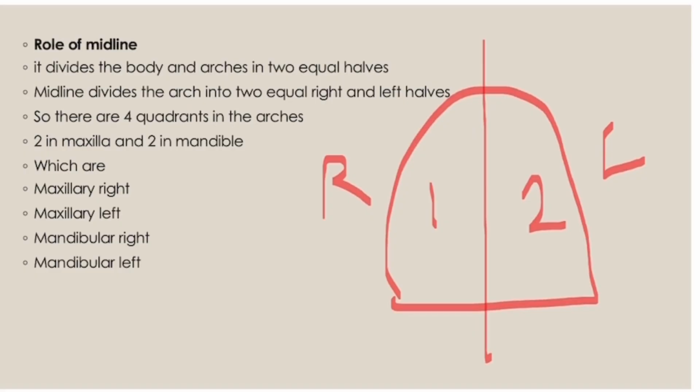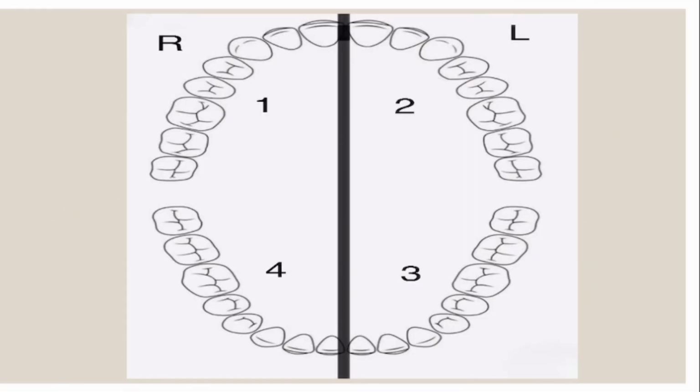These two equal halves are known as quadrants, as there are two arches, maxillary and mandibular. So in total there are 4 quadrants, 2 in maxilla and 2 in mandible. The 2 in maxilla are the maxillary right and maxillary left quadrants, and the 2 in mandible are the mandibular right and mandibular left. Here we can see the midline dividing each arch into quadrants. The one on the right has 8 teeth, and the left also has 8 teeth, which means there are 16 teeth in the maxillary arch and 16 teeth in the mandibular arch. So there is a total of 32 teeth in humans.